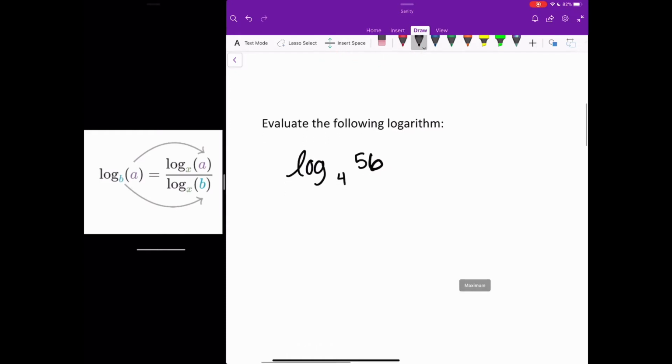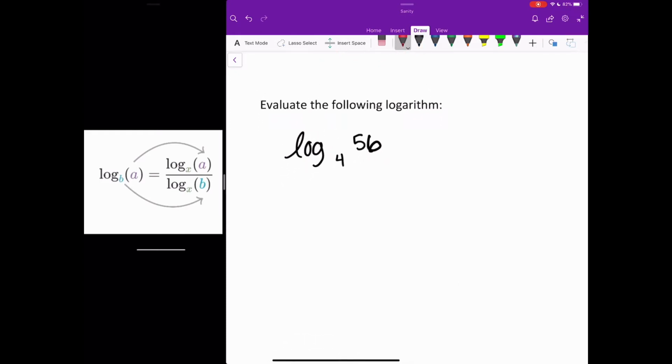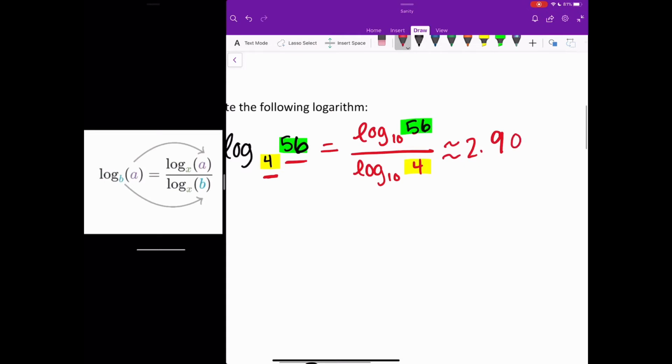Okay, so we're looking at the first example where we're going to use the change of base formula to evaluate this logarithm. Again, this is saying: what power do I need to raise 4 to in order to get 56? So I'm going to use the change of base formula. I'm going to pick a new base of 10, so I'm going to take log base 10 of 56, divided by log base 10 of my original base 4. I typed log base 10 of 56 divided by log base 10 of 4 into my calculator, and I estimated about 2.90367. It just kind of keeps going.